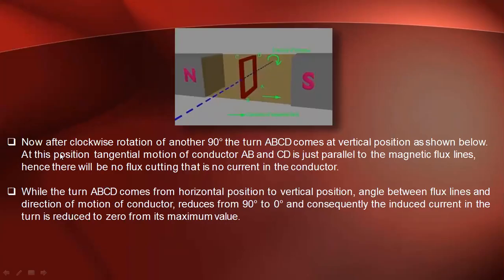Now after it rotates again in the clockwise direction, that is after another 90 degrees, the coil will again be in the vertical position, the same as our first position, but the conductors are interchanged as compared to the first position. Again, the flux linkages are zero because the conductor and flux are in parallel. Here, as the flux linkages are zero, the EMF induced is also zero.